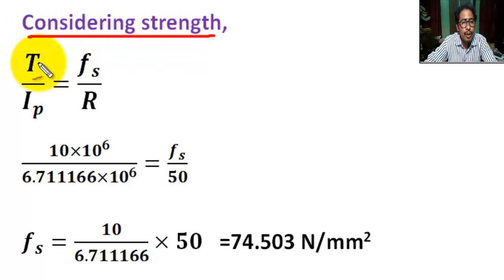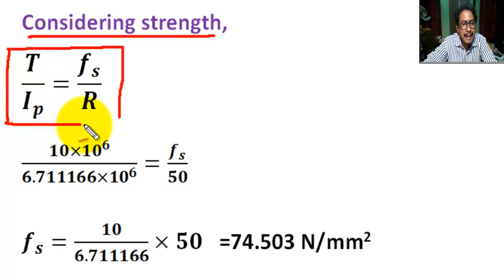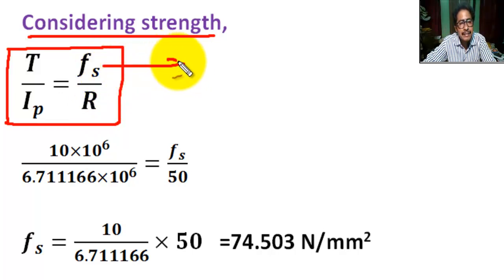Now considering strength, or consideration of shear stress, the formula is T by Ip equal to Fs by capital R. T equal to torque transmitted by shaft, Ip equal to polar moment of inertia of hollow shaft, Fs maximum shear stress induced in shaft material, capital R, here it is outer radius of hollow circular shaft. We find Fs from this formula.